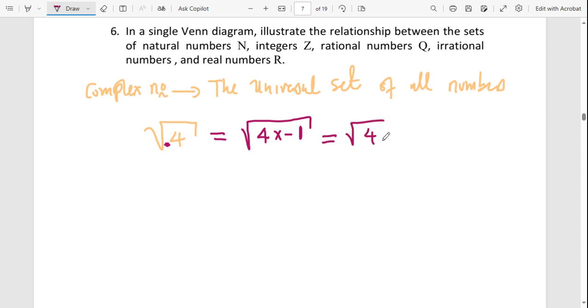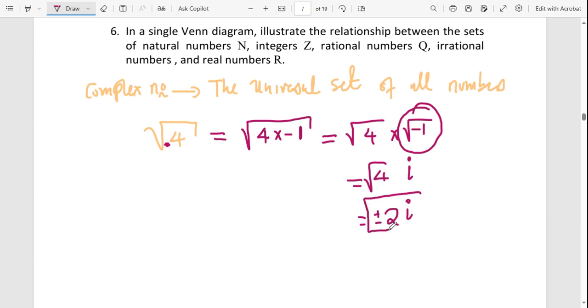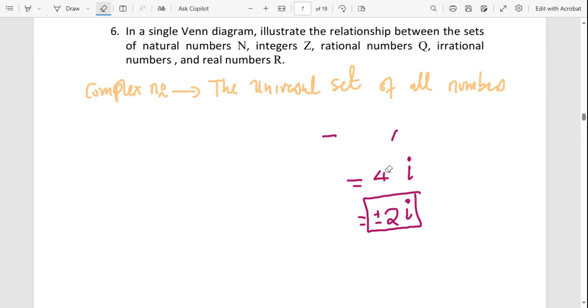We're going to have the square root of 4 times the square root of negative 1. So what we said is that we'll make it special. We'll say the square root of negative 1 is actually i. So this is the square root of 4 times i. And then the square root of 4 is positive or negative 2, and then we have i. Therefore, the square root of negative 4 is positive or negative 2i. Those we call complex numbers. So any number that you think of, that's a topic we'll discuss, don't worry.